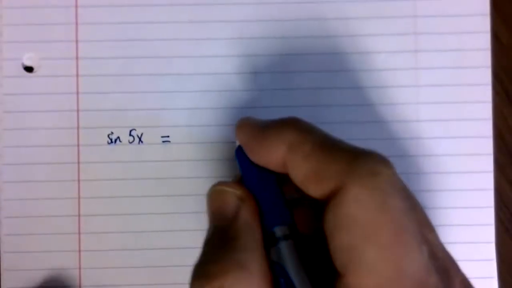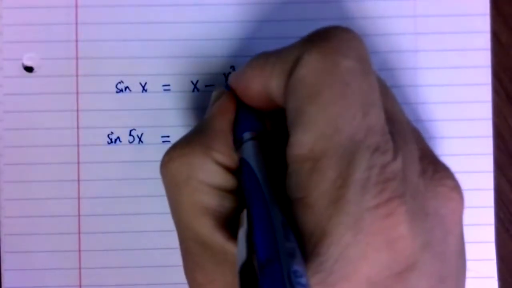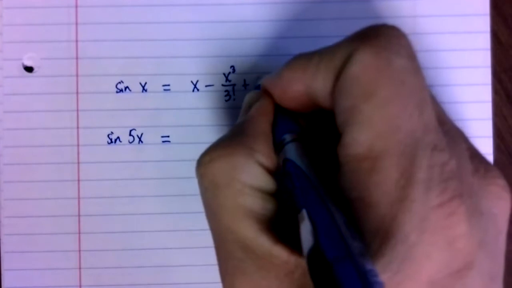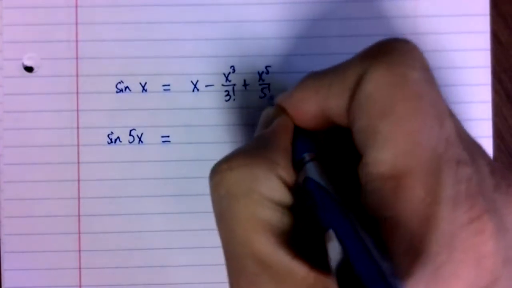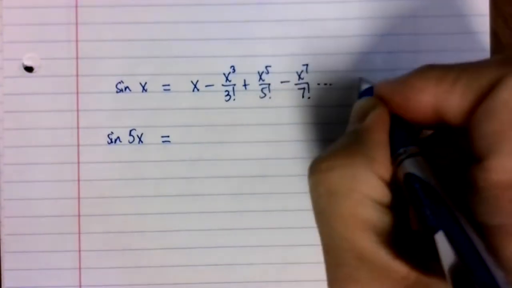Okay, in this video, we'll consider the Taylor series expansion about x equals 0 for sine of 5x. To do sine of 5x, we first recall the Taylor series expansion for sine of x. The expansion for sine of x goes x minus x to the third over 3 factorial plus x to the 5 over 5 factorial minus x to the 7 over 7 factorial, and so on.